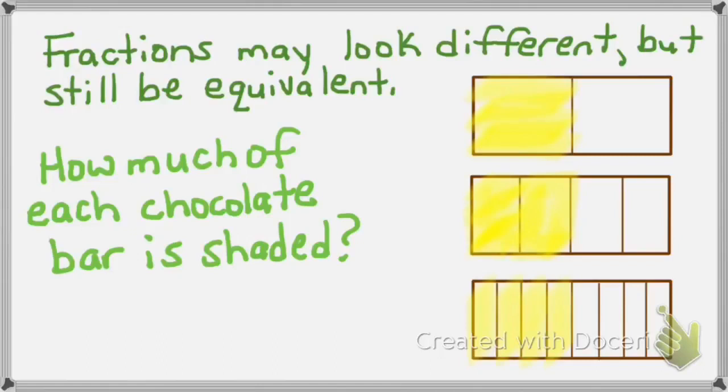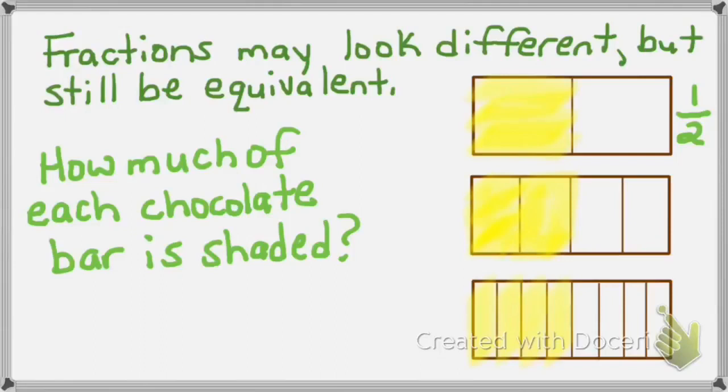So the question here says how much of each chocolate bar is shaded. Well, let's take a look at my first chocolate bar, the one on the top. Well, my denominator tells me how many pieces it takes to make a whole. In the chocolate bar on the top, how many pieces does it take to make 1 whole bar? I'll put my fraction bar. It takes 2 pieces. How many are shaded, which is what I'm talking about? 1 piece is shaded. So my top picture shows 1/2 of a Hershey bar.